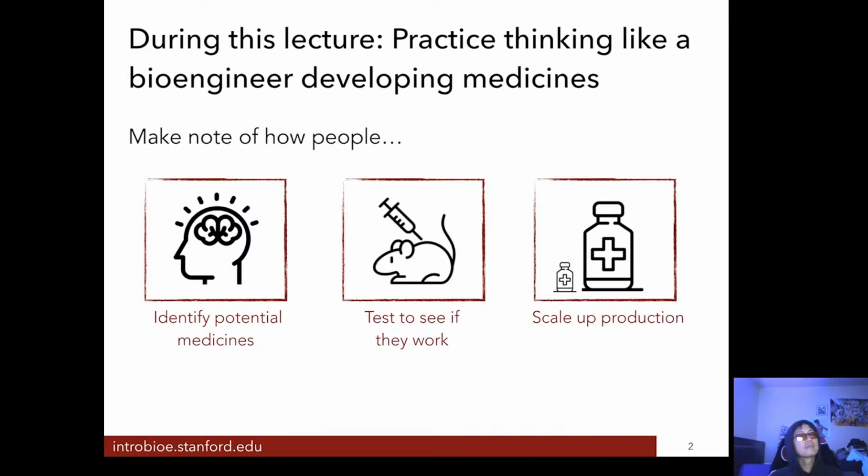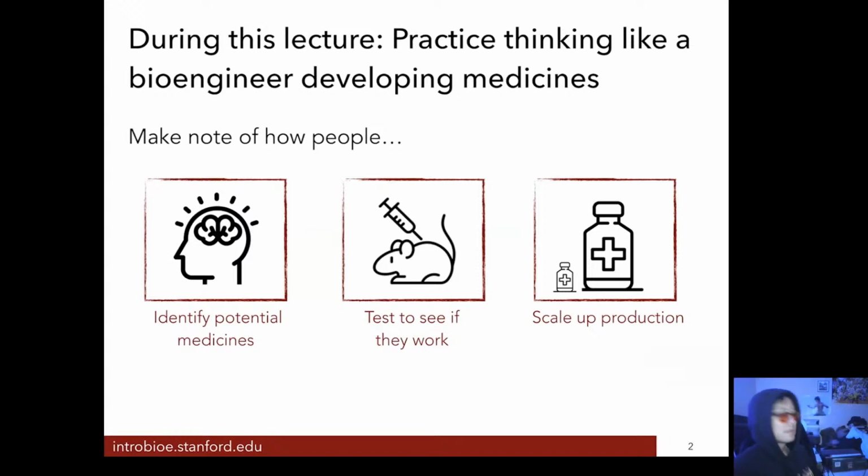As we go through these stories, think about how people identify new potential medicines, how they test to see if those medicines work, and then how they scale up production. Because these are each of the areas where bioengineering is really having an impact on new medicine development. So after we talk about how it's been done in the past, we'll talk about all of the new things that bioengineers are doing to accelerate each of these steps in medicine development.